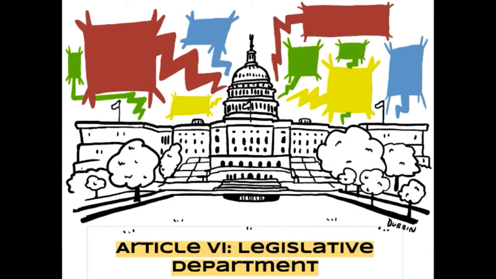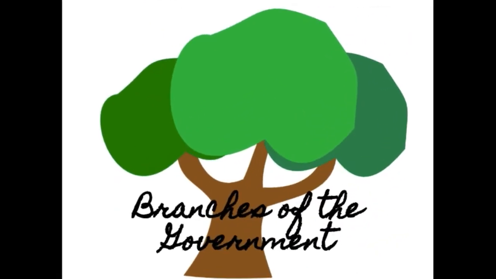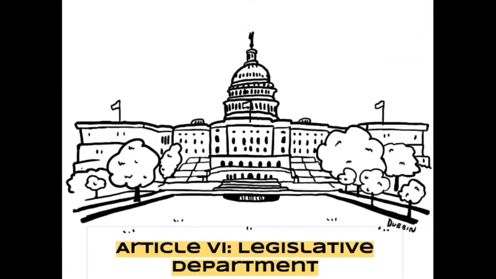Going to discuss Article 6 of the 1987 Constitution, that is, the Legislative Department. If you would notice, Article 6 is where we begin to talk about the different branches of the government, namely the legislative, the executive, and the judicial department. Today we're going to discuss the legislative department.